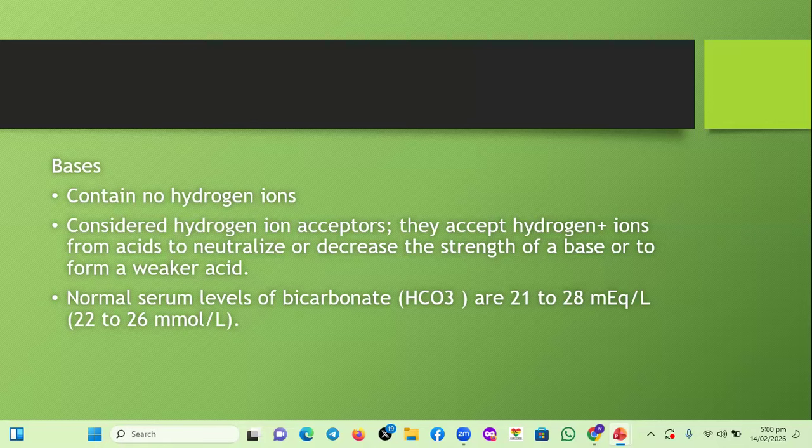Okay. Normal serum bicarbonate level is 21 to 28. For the purpose of the NCLEX, I made these changes. You see the second one, I did that one, the millimole per liter. For the purpose of the NCLEX, let's take bicarbonate levels to be 22 to 26. That is what I know everyone here knows.